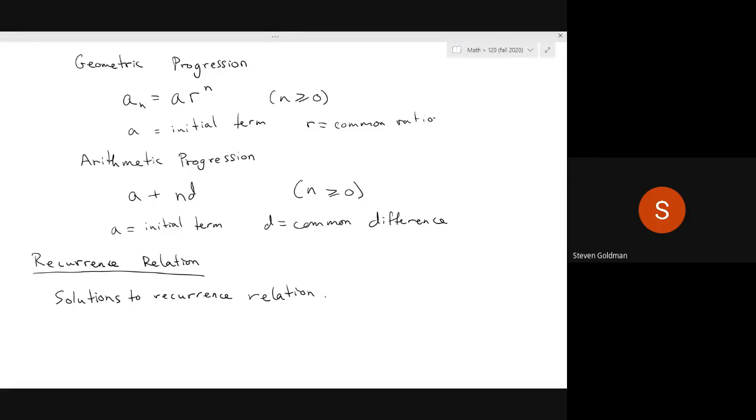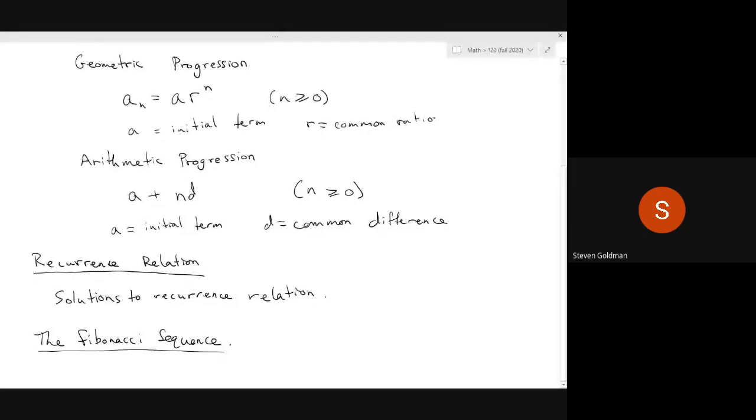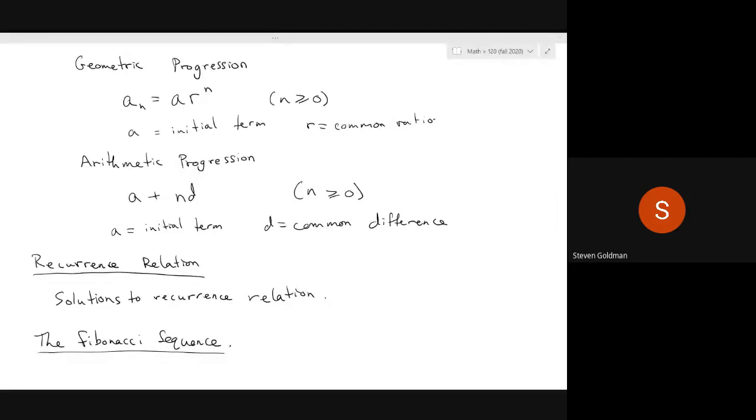The last thing we discussed was the Fibonacci sequence, which is a very famous sequence just because it appears a lot in the natural sciences and in natural phenomena. Any questions on any of that stuff from last time?